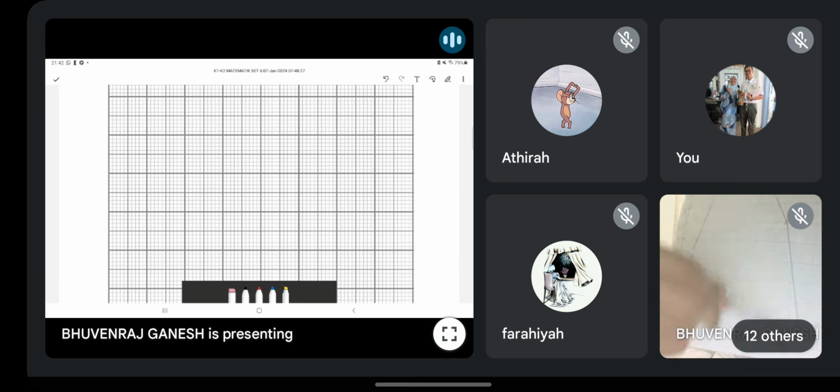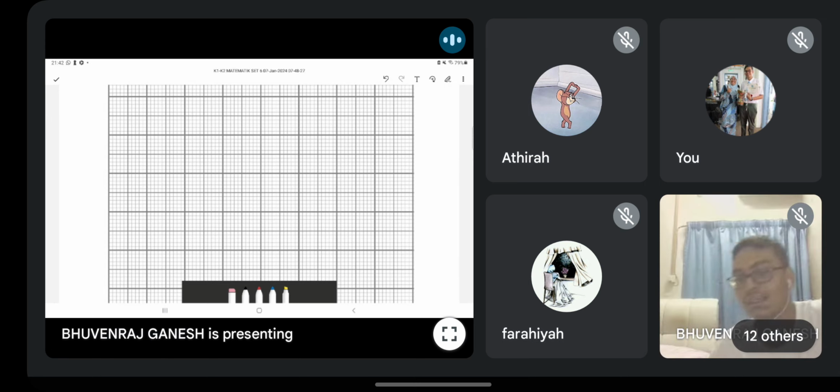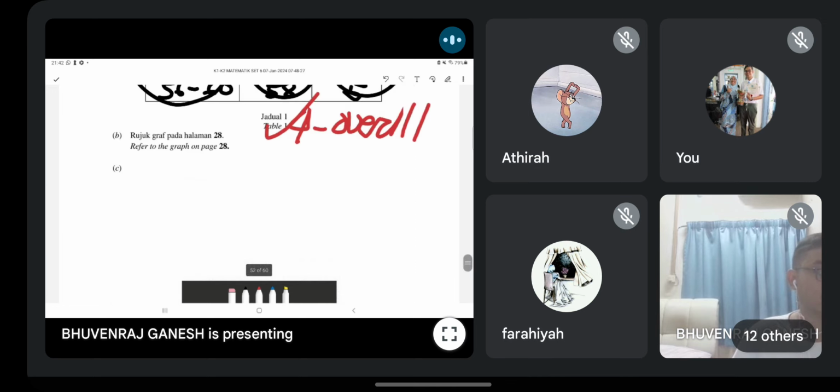Pastikan kamu sambung kat bawah. This too important. Kamu kena connect dengan paksi X. Make sure you connect with your X-axis. Kalau tak, dia tergantung macam ni salah. Okay guys? Clear? Macam mana bentuk dia? Ah, gunung. Dia nampak macam gunung sikit. Okay, nanti saya hantar untuk kamu semua refer graf dia.